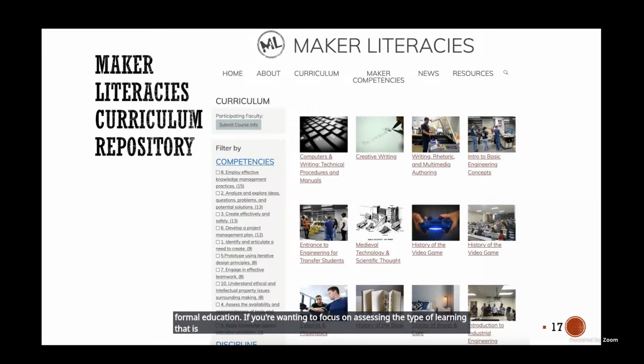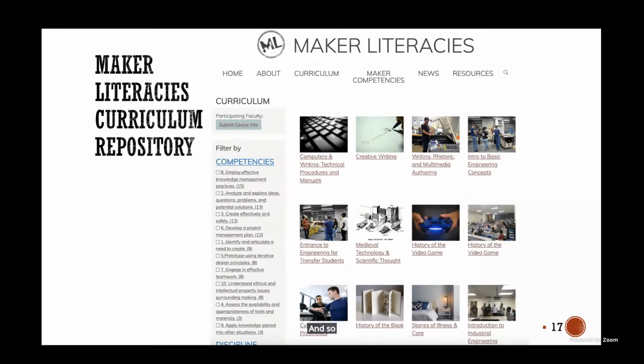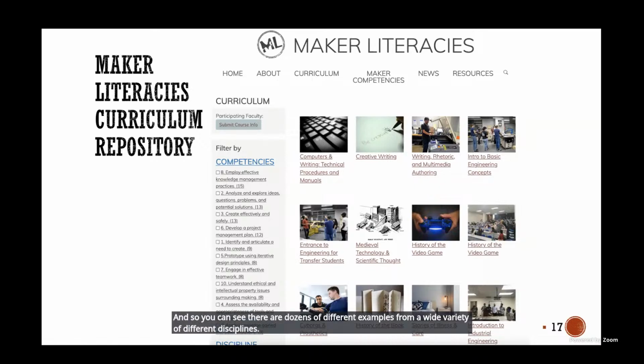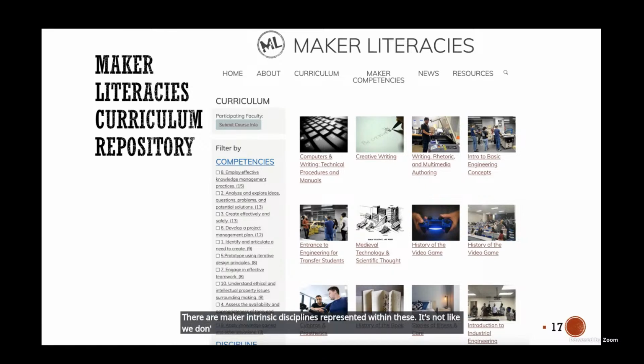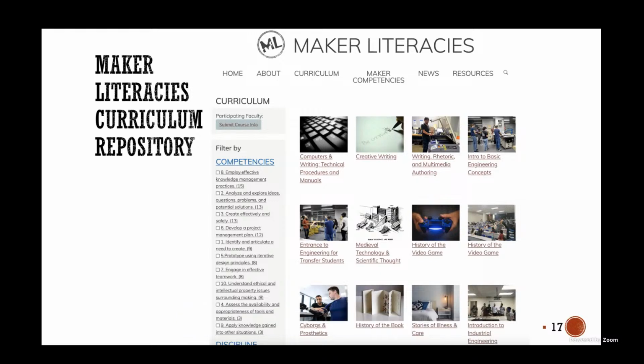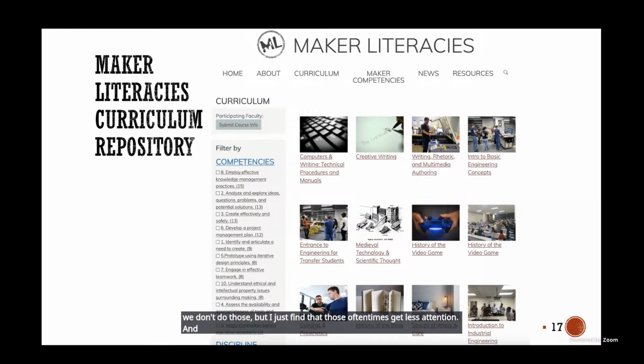We have this repository of curriculum on our webpage. You can see there are dozens of different examples from a wide variety of different disciplines. There are maker intrinsic disciplines represented within these. It's not like we don't do those, but I just find that those often get less attention, so it's nice to highlight those and to really encourage the adoption through those, because the type of engagement you get with students is really profound and encouraging.